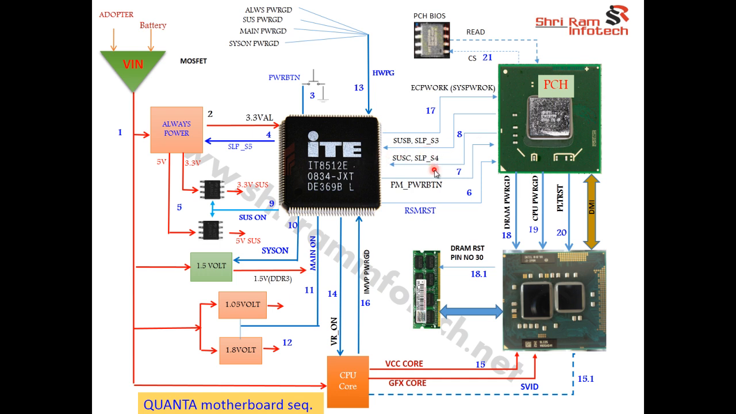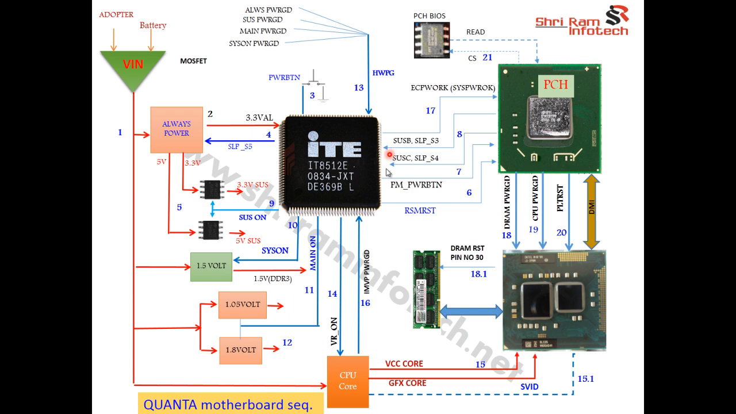That signal is known as SLP S3 and SLP S4. These 2 signals are sent by the PCH to the SIO. These are the 2 sleep modes, SLP-S3 and SLP-S4. SLP-S4 is basically for turning on the system voltage, and SLP-S3 is basically used to turn on the VRM voltage. Okay. So the next thing is they have an alternate name also. Sometimes you don't find this SLP-S3 and SLP-S4 signal, but in that case you will find another name. It's called SUSB and SUSC. These are the alternate names for SLP-S3 and SLP-S4.